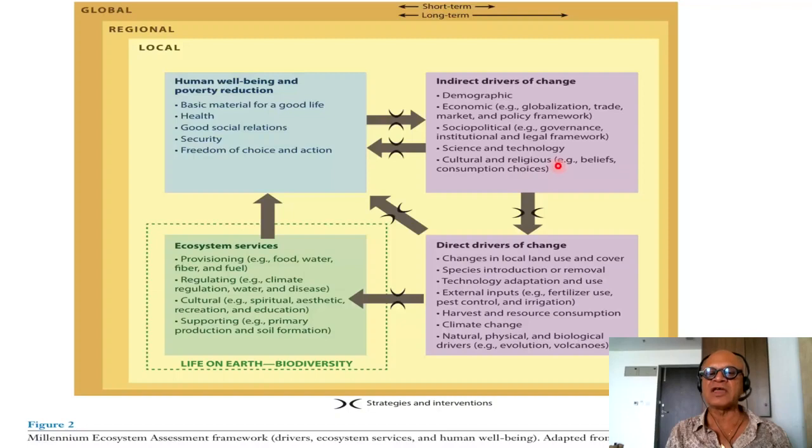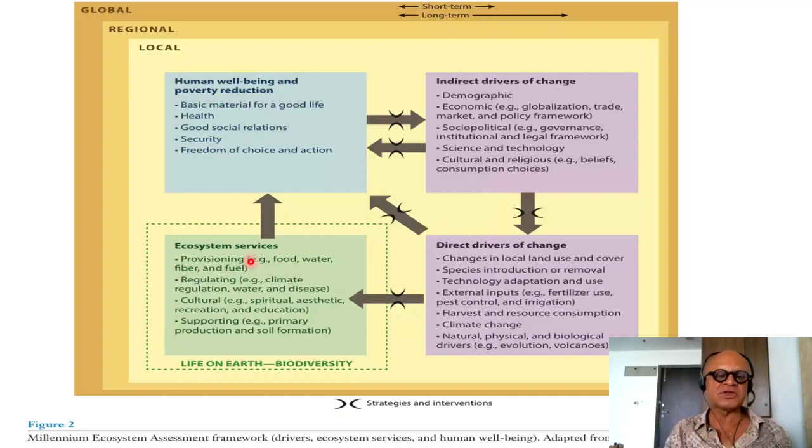We have things like the invasion of Ukraine by Russia affecting water quality, air quality, and erosion on the Gulf Coast of the US, because the US government wants to help Europe by supplying more gas to compensate for sanctions on Russia and to isolate Russia. So all those things are indirect drivers of change, and they are not always local, they can be remote. Science and technology, cultural and religious.